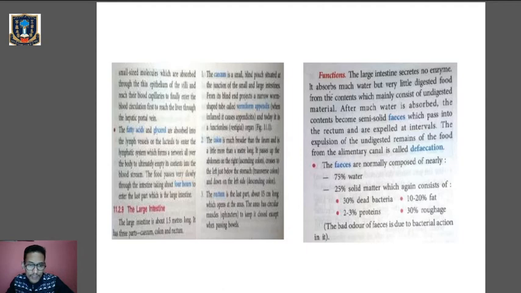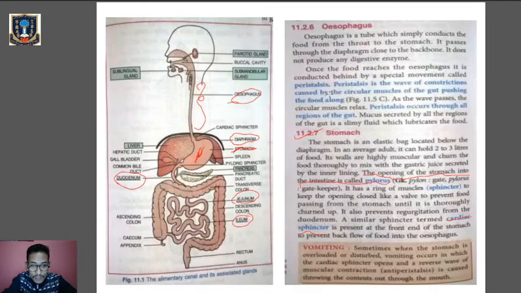Okay, then the food passes very slowly through the intestine, which takes about 4 hours, to enter the last part, which is called the large intestine. And my dear, the large intestine is about 1.5 meters long and it has 3 parts: caecum, colon and rectum. So we'll see the parts of the large intestine. We have got the large intestine, which has got caecum, colon and the rectum. So this part is the large intestine, divided into caecum, colon and rectum.